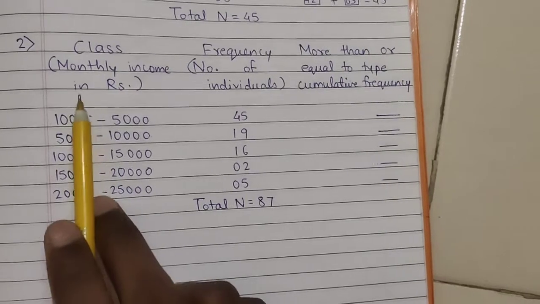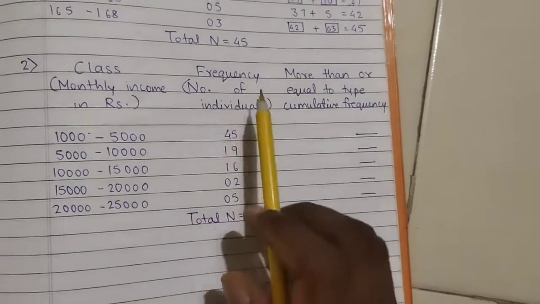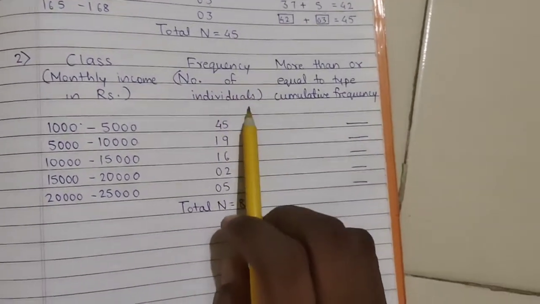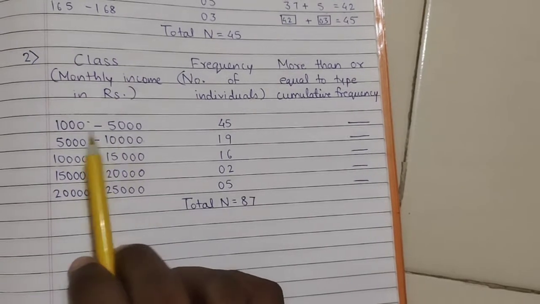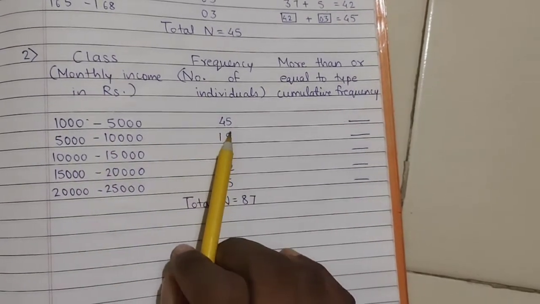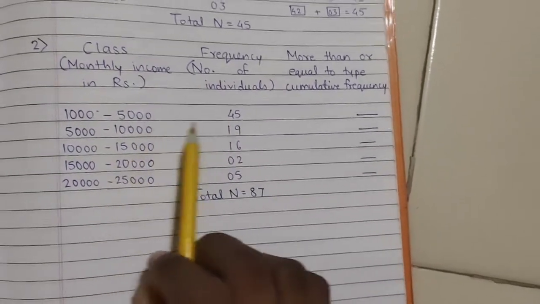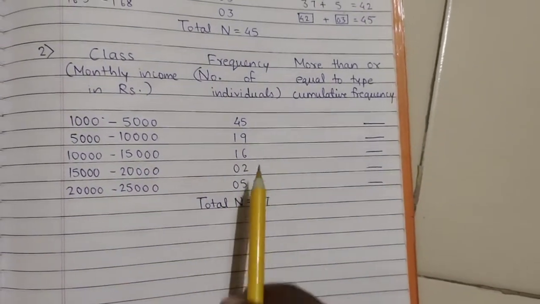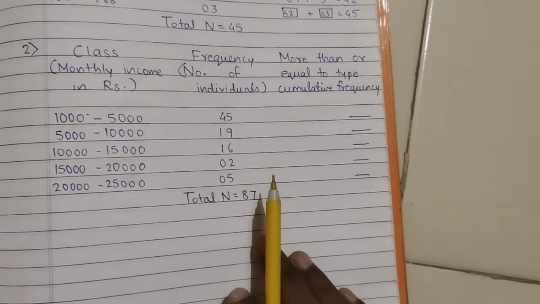See what is given to us. Class: monthly income in rupees. So this is monthly income, and this is frequency, number of individuals, meaning how many are getting salary from 1000 to 5000, that is 45. Then how many are getting salaries from 5000 to 10000, that is 19. So this way, this is data given of salaries of particular individuals.